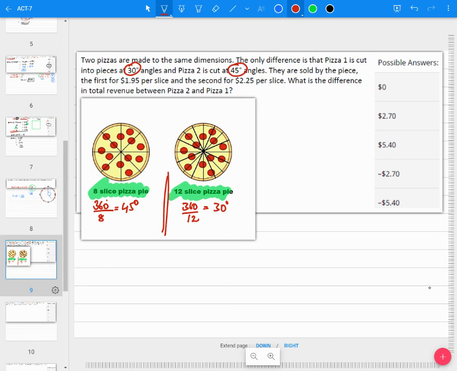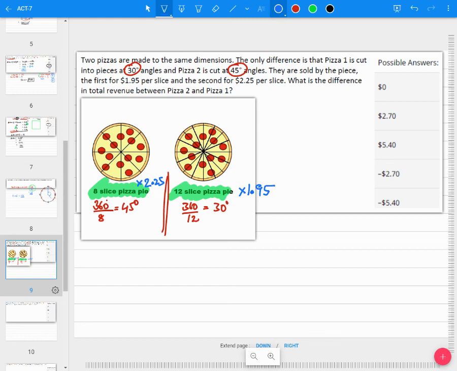They are sold by the piece. The first one is $1.95, a small piece. Therefore, if you sell 12 slices, it is 12 times 1.95. And the second one is a large piece sold for 2.25. So one slice is 2.25, and 8 slices is 8 times 2.25. What is the difference in total revenue? Revenue means the money you make when you sell it.